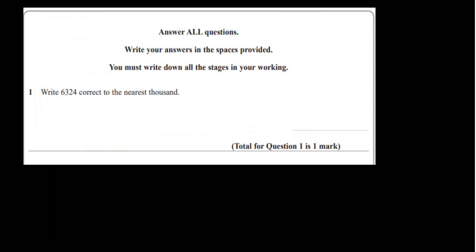Right, here's the first question. It says write 6,324 correct to the nearest thousand. A lot of people will not need any help on this question, but just in case someone does, what I'm going to do is just quickly write down the place values on top of each of the numbers.